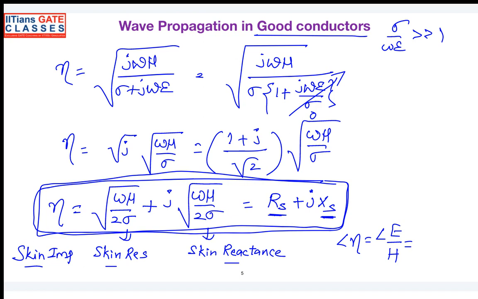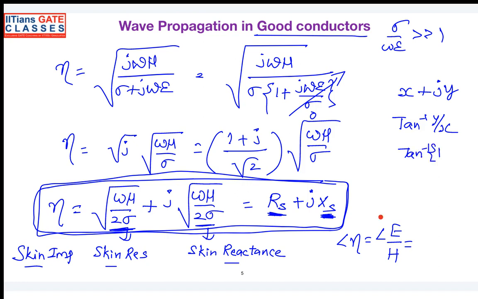Because your skin resistance and reactance will be the same, right? So suppose you have a complex number x plus jy, what will be the phase shift here? Tan inverse imaginary part by real part. So in this case, your imaginary part and real part both are the same. So you are going to get a value tan inverse 1. So tan inverse 1 is equal to pi by 4. So it is plus 45, you can see here.